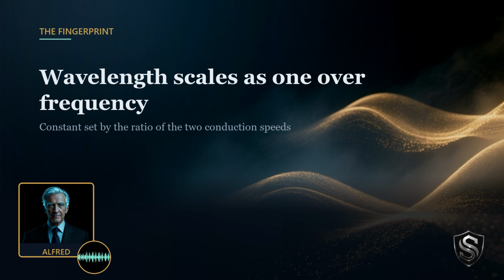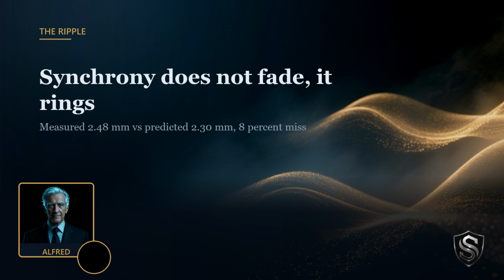The synchrony versus distance ripple should have a wavelength that scales as 1 over frequency, with the constant fixed by the two conduction speeds. Those speeds, 26 and 108 mm per millisecond, come straight from the paper. At 40 Hz on a faithful 4x2 mm array, synchrony does not decay smoothly. It rings: a fast near-field fall-off, a dip, then a rebound.